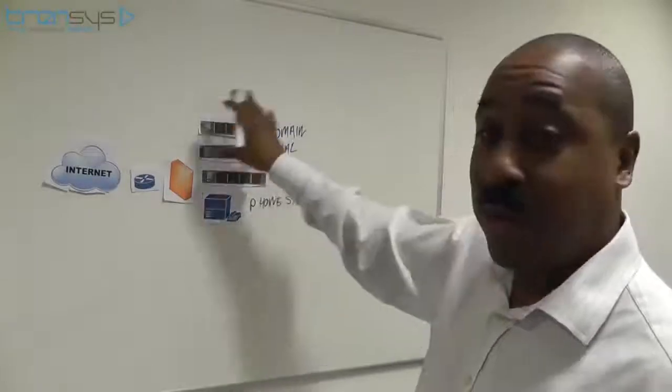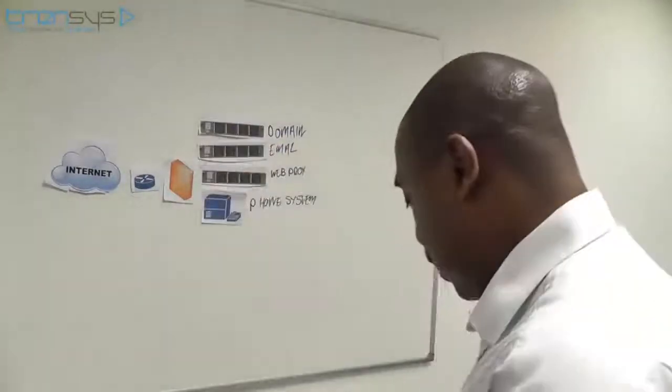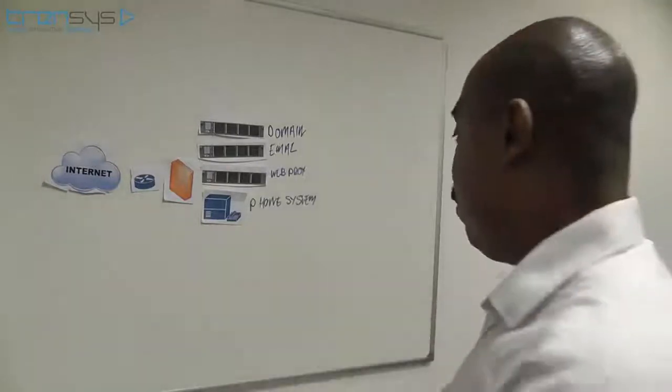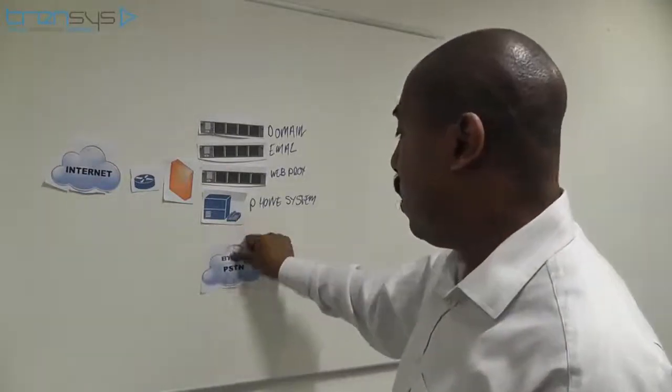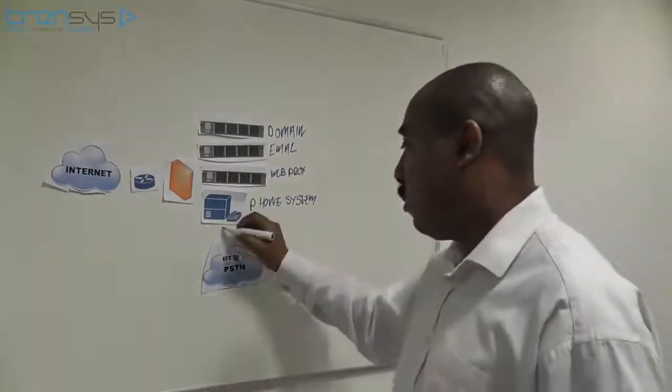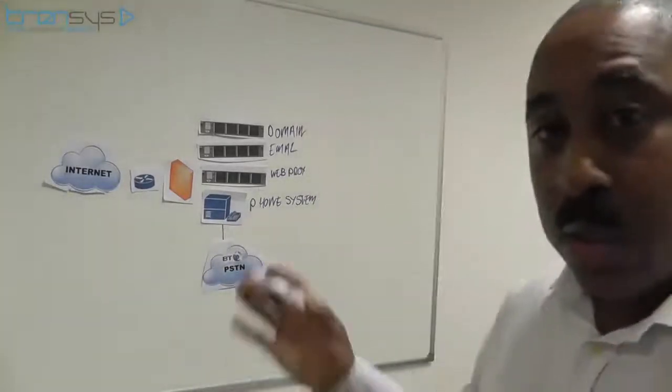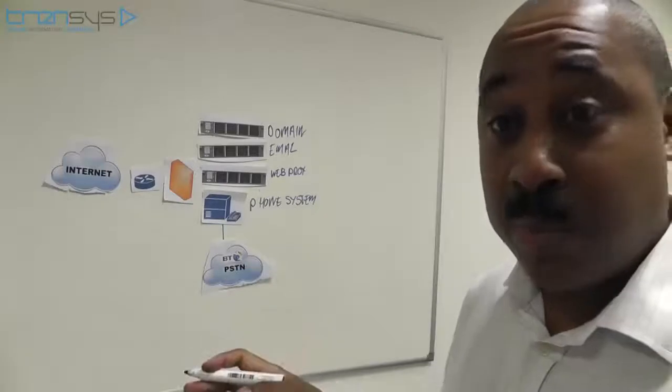And if you're setting up more than one branch, obviously you've got to replicate that. Okay. So we've got our phone system, which then connects to British Telecom over here. That's your typical business setup.